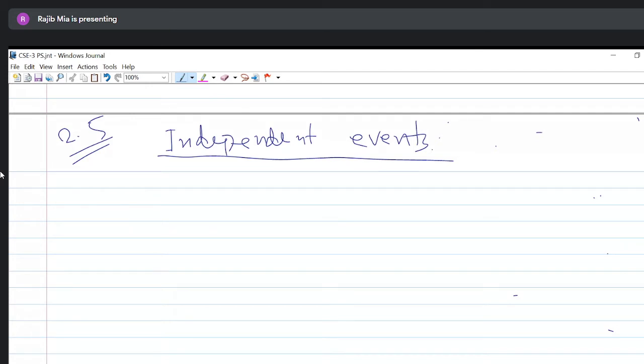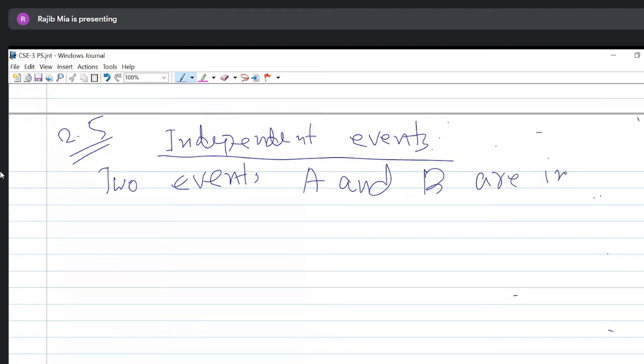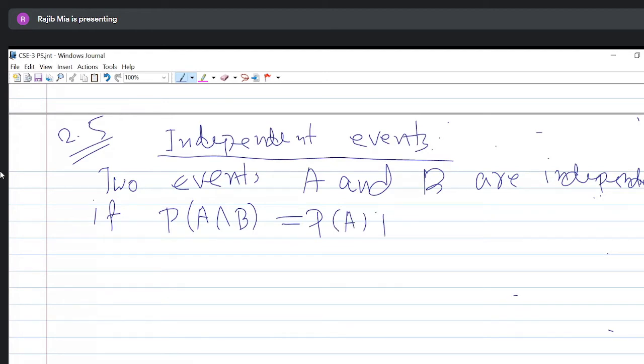So mathematically, two events A and B are independent if the probability of A intersection B equals the probability of A into the probability of B. If the probability of A intersection B equals the probability of A into the probability of B, then we say that A and B are independent events. Okay, and they are dependent otherwise.